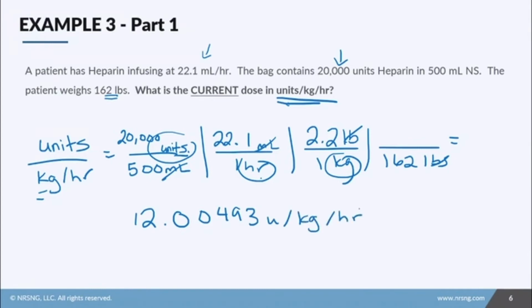Now, I happen to know from doing the math that if you were to round this to 12, you'd get the same final answer. But for the sake of safety, we're actually going to use this number as we move forward, and we'll kind of go from there.